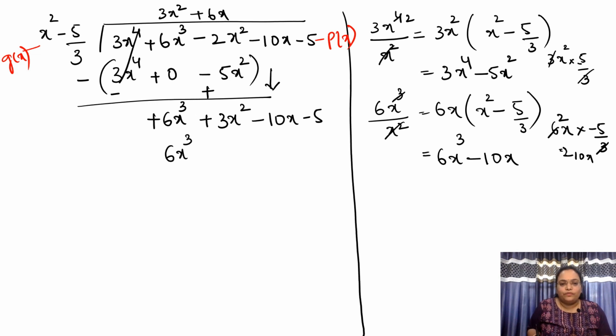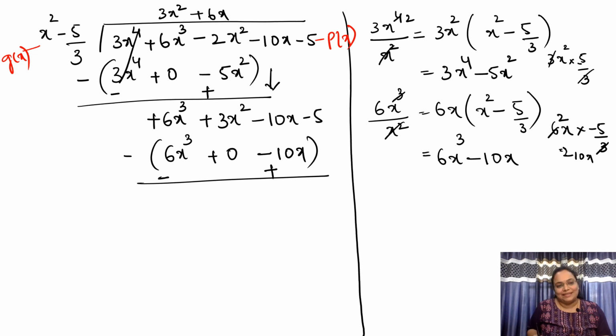6x cube. Do we have an x square term? No. So I'm just taking it as 0, minus 10x. You need to again subtract it. The plus sign changes to minus and the minus sign changes to plus. 6x cube minus 6x cube will get cancelled. So 3x square remains the same, and minus 10x plus 10x also get cancelled, and let me bring minus 5 down.